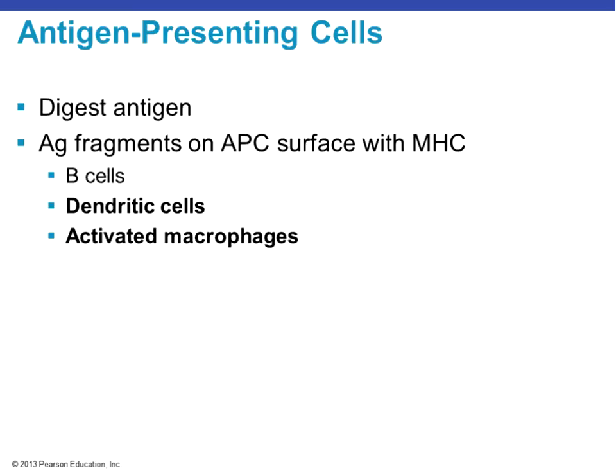Antigen-presenting cells will display the antigen on an MHC2 marker. Types of cells that act as antigen-presenting cells are B cells, which we talked about at the beginning of this session, dendritic cells, which we saw just a second ago with the activation of helper T cells, and then activated macrophages. They are the only cells that have a class 2 MHC marker. Every other cell in your body that has a nucleus has a class 1 marker.